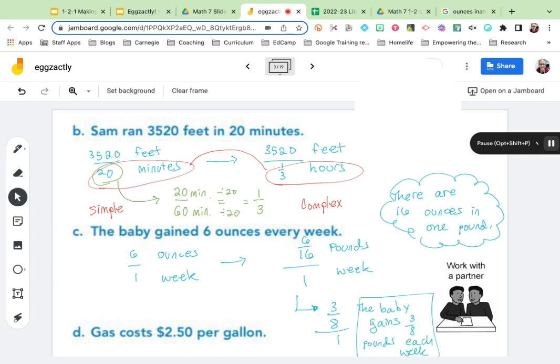Now with a partner, I want you to try part D. Gas costs $2.50 per gallon. Work with your partner and find a complex ratio that you can write using that rate. Pause the video and set a timer for 2 minutes. Talk with your partner.